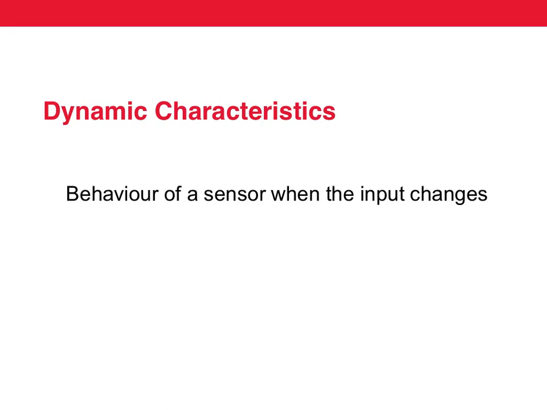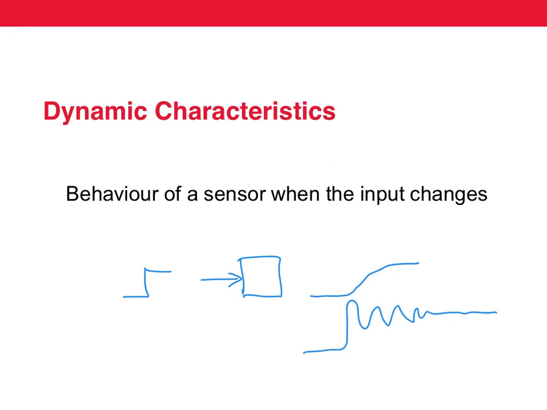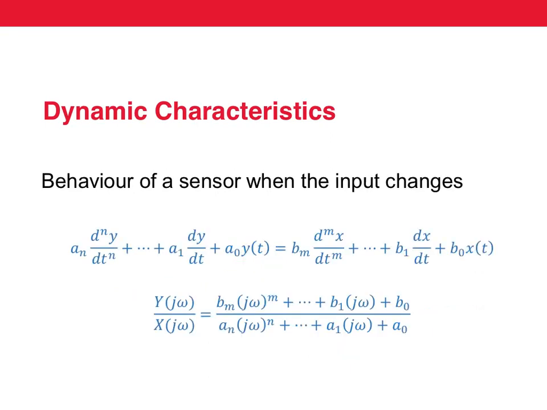So essentially, the output of a sensor to a sudden change in input could change very slowly, or it could change very quickly before settling down. And we want to know how the sensor behaves.